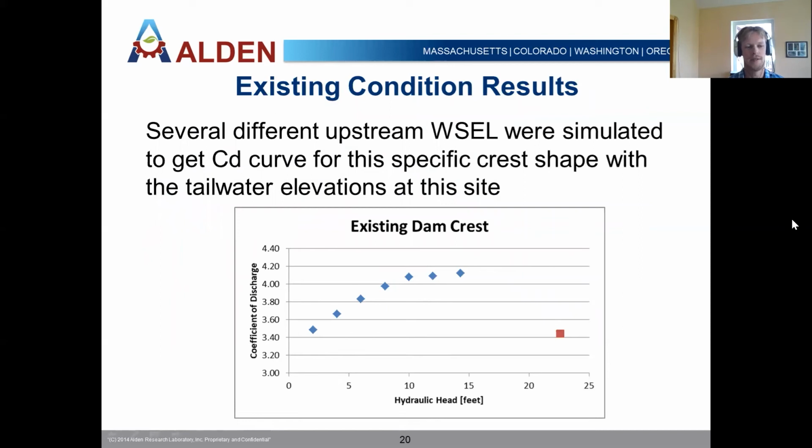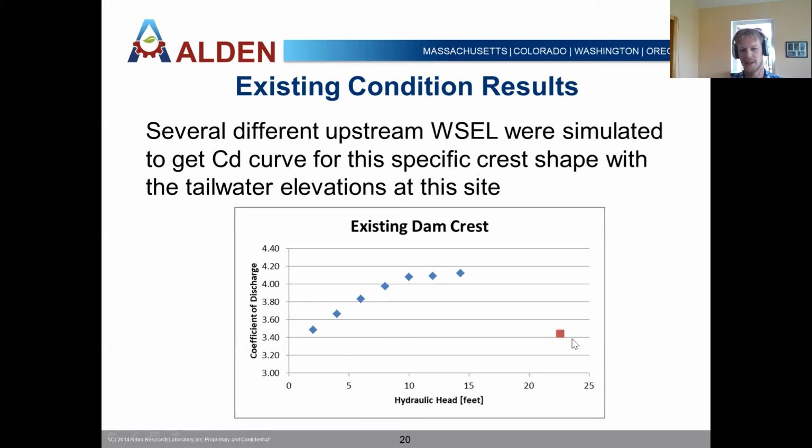And after running several combinations of different upstream water surfaces for different flow rates, we could generate this curve. This is just to show how your coefficient of discharge increases with hydraulic head. But then after you go really high, you get the submergence, so you get reduced conveyance once you go even higher. So this red dot is the 100-year storm.